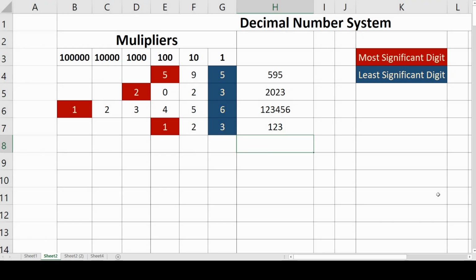A decimal number system basically has a base of 10. So there are 10 digits in this number system. So the numbers are 0 to 9. So 0 to 9 are 10 digits.